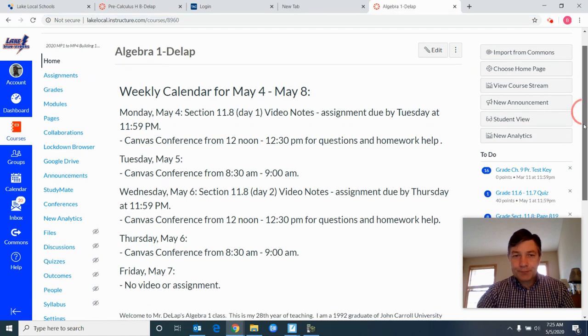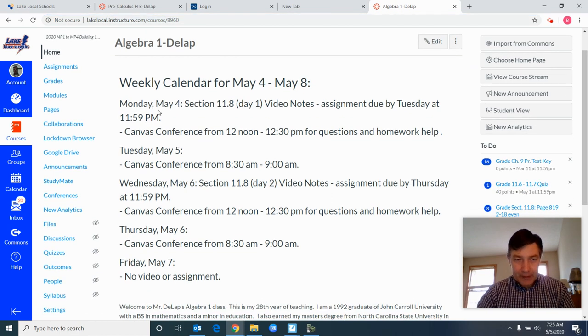Just two assignments this week. We got the Monday assignment, which was turned in yesterday or Monday. And then today's Wednesday, and we're going to do the rest of section 11.8, the video notes here, and then the assignment is going to be due by Thursday. Now, nothing on Friday, and then we'll pick up next week, and then we'll actually have another quiz next week.